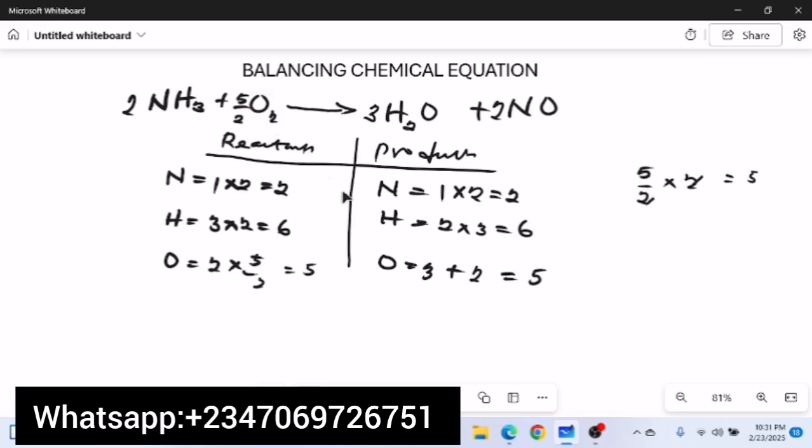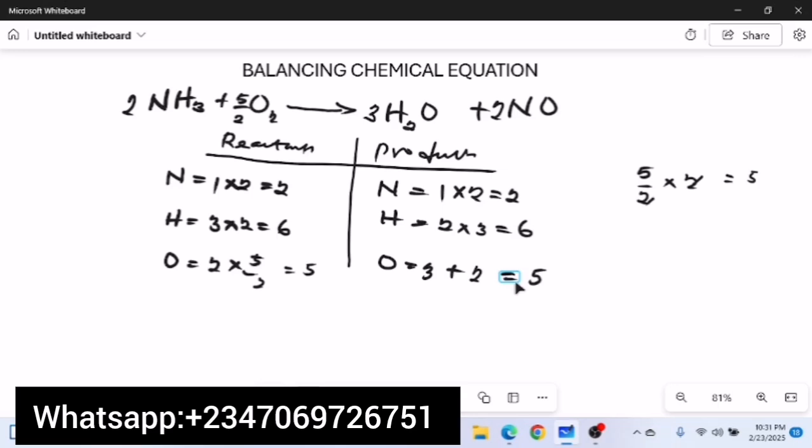Now let's count everything we have. Nitrogen is 2 on the reactant. Nitrogen is 2 on the product. Hydrogen 6 on the reactant, hydrogen 6 on the product, oxygen total of 5 on the reactant, oxygen total of 5 on the product. So it means that our chemical equation is balanced.